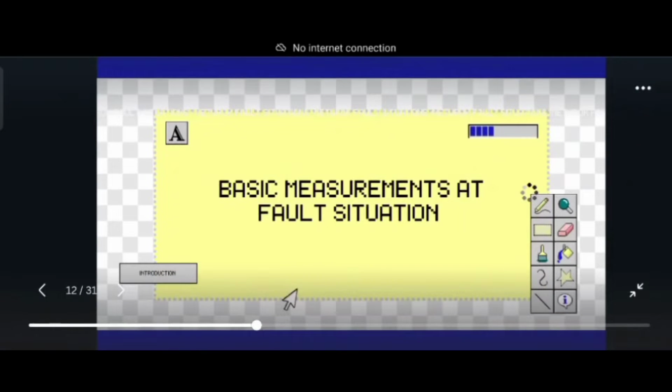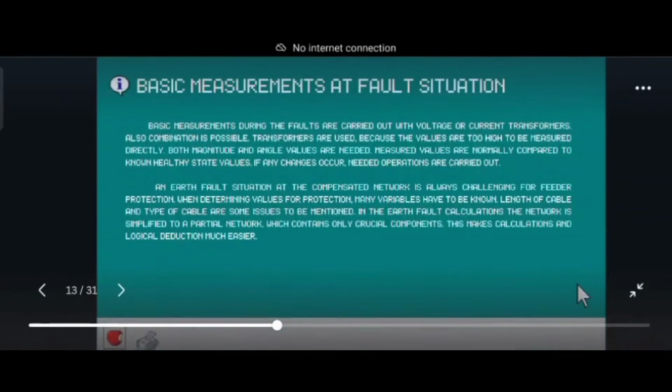Next, basic measurement at fault situation. Basic measurements during the faults are carried out with voltage or current transformers. A combination is also possible. Transformers are used because the values are too high to be measured directly. Both magnitude and angle values are needed. Measured values are normally compared to known healthy state values. If any changes occur, the needed operations are carried out.